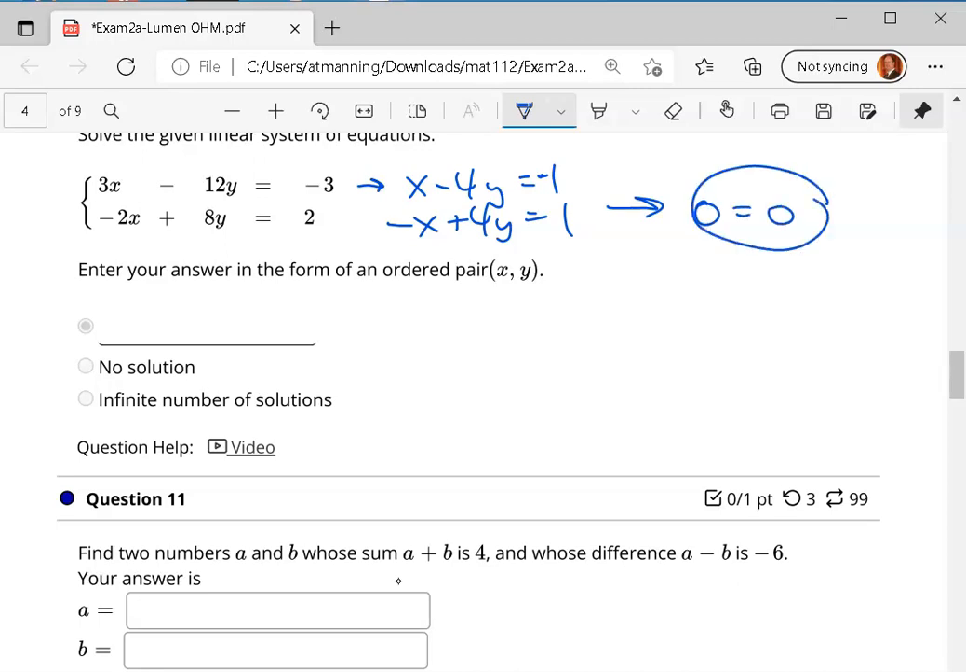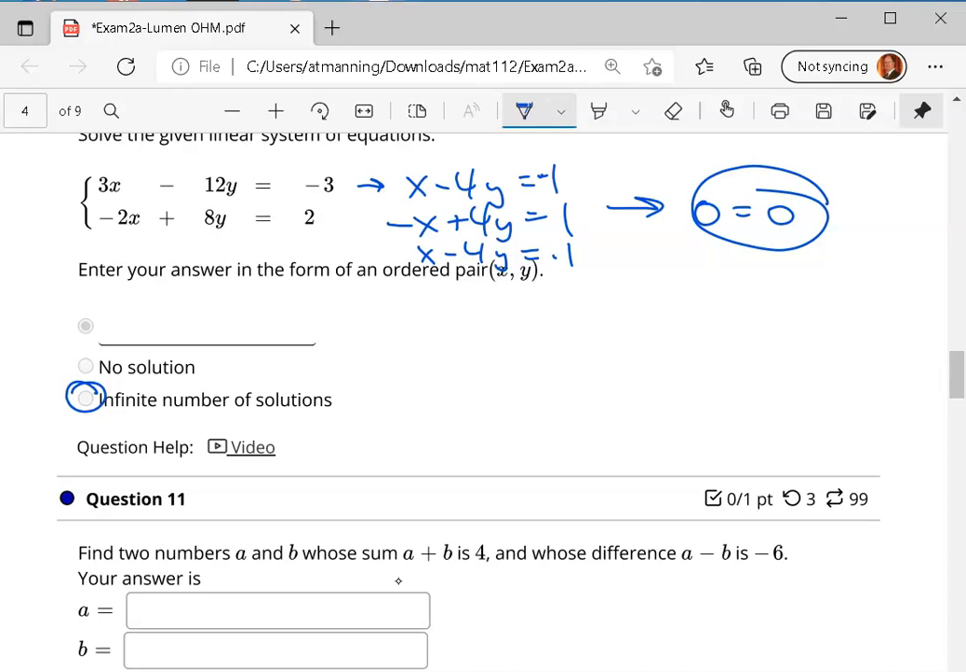Well, this will always be true. Therefore, how many solutions do I have? Infinite solutions. If you want to put it in slope-intercept form, you'll see that these are the same equation. Or another way to do it, multiply this by negative 1 on both sides, and you get x minus 4y equals negative 1. I get the exact same equation, meaning I have the exact same line for top and bottom.